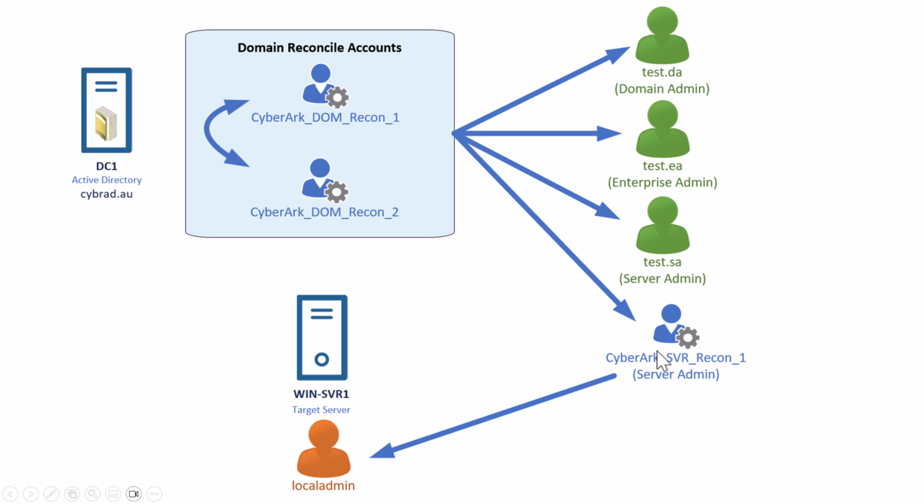And then we'll also create a Reconcile account that will be used to manage the local admin accounts on member servers. So this extra Reconcile account will only be members of the server admins group, and this will be managed by the domain Reconcile account. So when we onboard it, it'll be reset by the Windows Domain Reconcile account. With that all said, I'll head over to the lab now and show you how it's done.